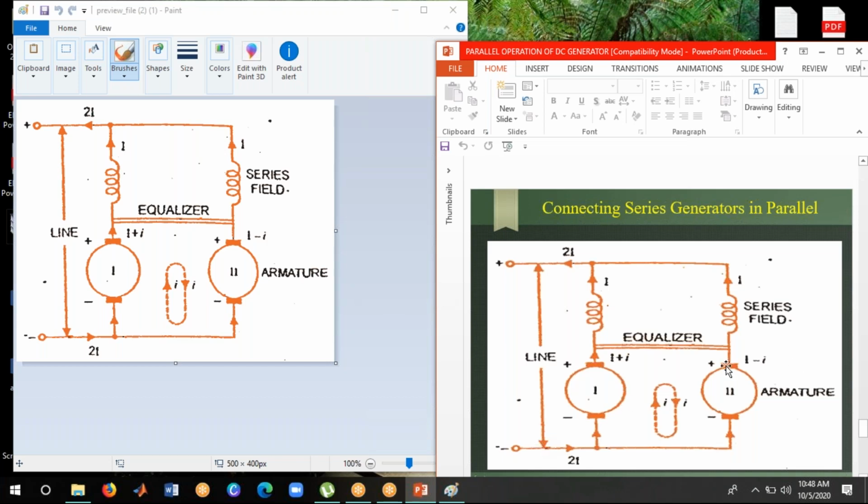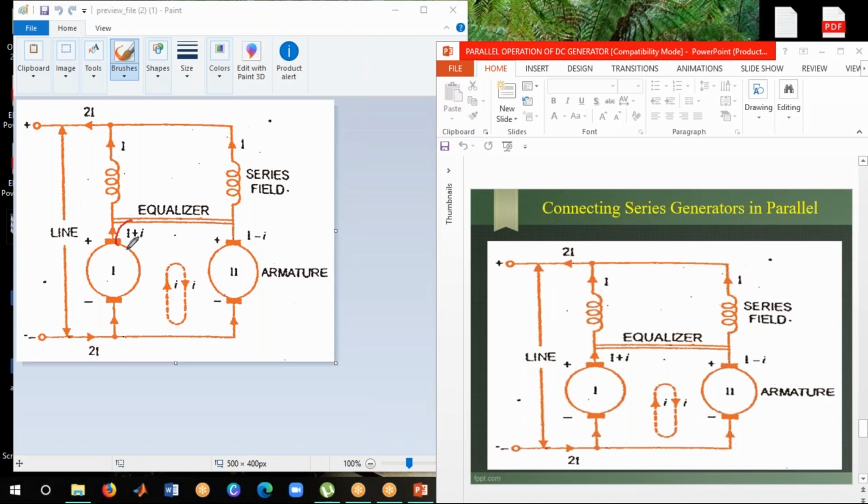ఓకేనా. సో దిస్ ఇస్ ద కనెక్షన్ ఆఫ్ సిరీస్ జనరేటర్స్ అండ్ దీస్ టూ జనరేటర్స్ ఆర్ కనెక్టెడ్ బై ద ఈక్వలైజర్. సో ఇక్కడ మీరు అబ్జర్వ్ చేయొచ్చు, ఇది జనరేటర్ 1 అనుకుంటే జనరేటర్ 2, హియర్ ద కరెంట్ ఈస్ యాడింగ్ అండ్ కరెంట్ ఈస్ డిక్రీజింగ్. ఓకేనా. ఇక్కడ కరెంట్ యాడ్ అవుతుంది, ఇక్కడ కరెంట్ డిక్రీజ్ అవుతుంది. అండ్ హియర్ ద కరెంట్ ఈస్ ఇన్ ఆపోజిట్ డైరెక్షన్. ఆపోజిట్ డైరెక్షన్ అంటే మామూలుగా మనకు ఈ డైరెక్షన్ ఉండాలి, సో ఇక్కడ రివర్స్ డైరెక్షన్ కాబట్టి దెన్ see here.